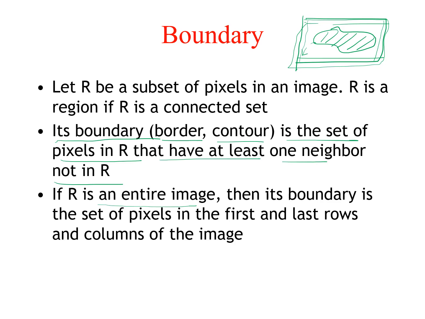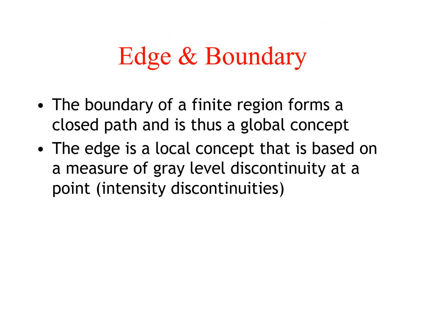So boundary is a global concept. Like when you see Earth from space, you can perceive it as a sphere because you are able to see the entire object. So you can say that it's a boundary. But when you are part of the Earth, you cannot say it's a boundary, right? So boundary is a global concept and edge is a local concept. As I said, boundary is a global concept and it is a closed path. If this is a region, the boundary is always a closed path. And what is an edge? An edge is a local concept.